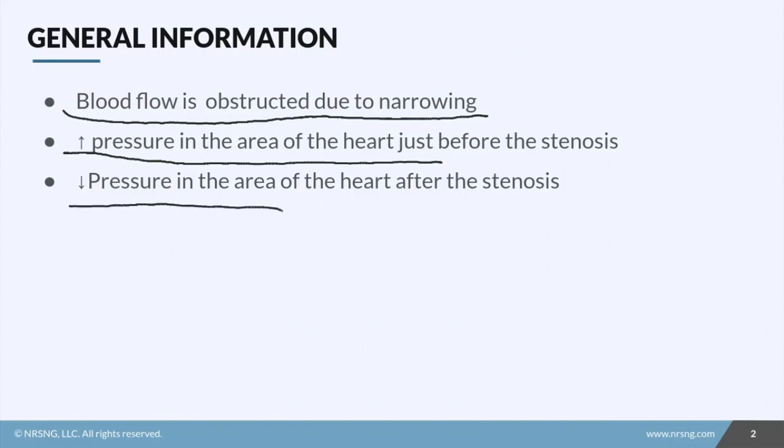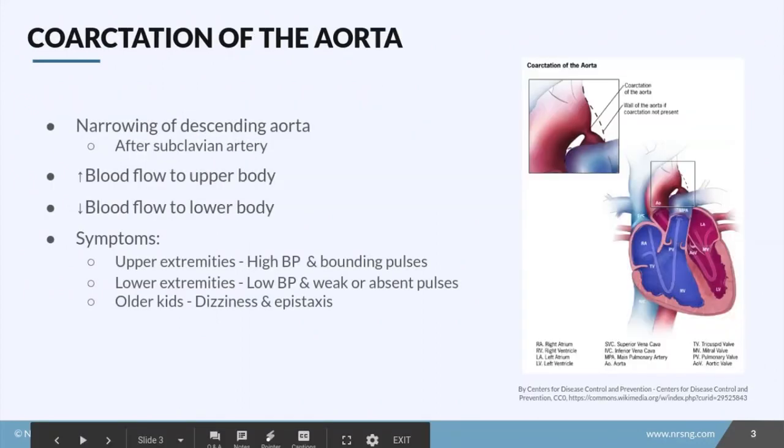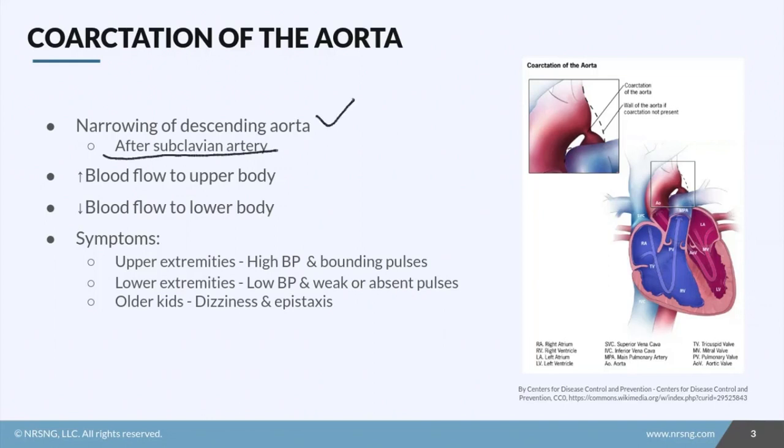And this is really helpful because it helps us think through what signs and symptoms we would be expecting when we talk about the different defects that cause this. The first one we're going to talk about is coarctation of the aorta. And this is when there is a narrowing of the descending aorta after the subclavian artery.